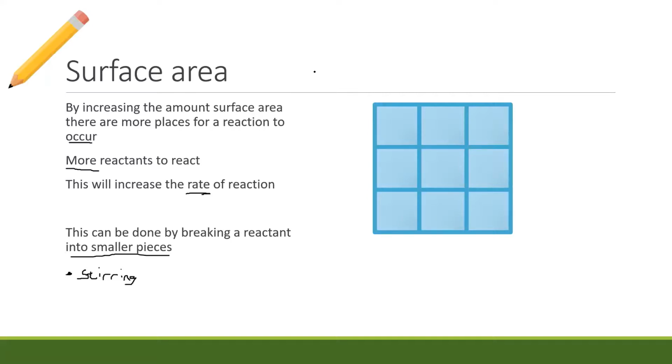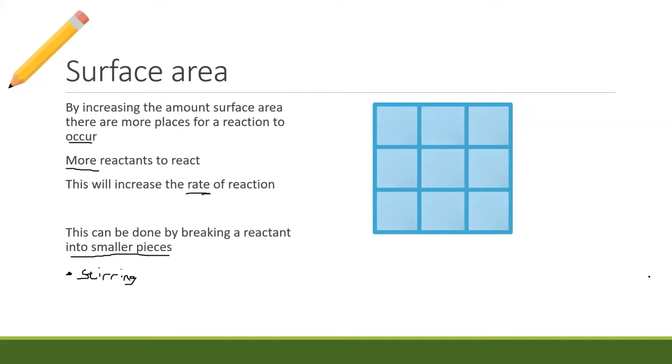So when you stir, or when you shake it, you're introducing more particles into a chemical reaction, so it's more likely for those particles to react because new surfaces are appearing for them to react on.